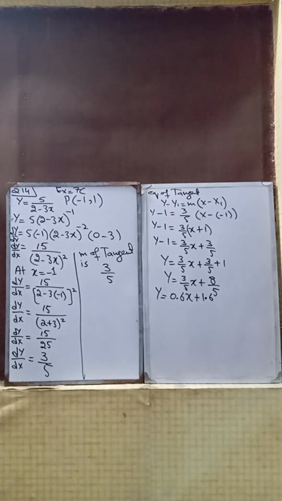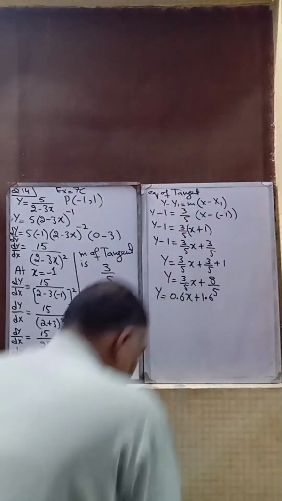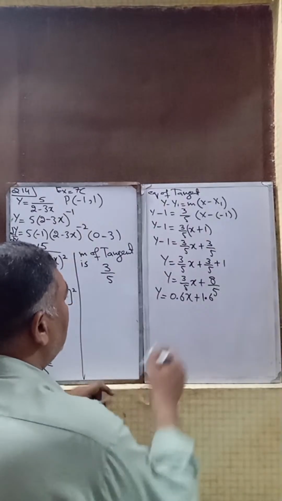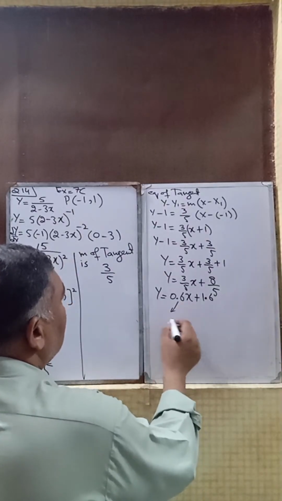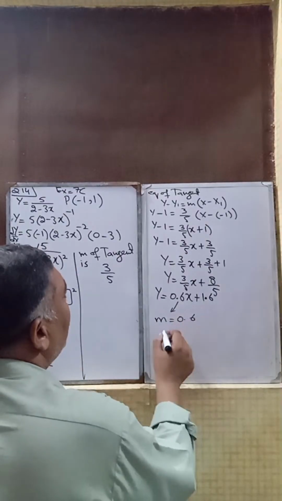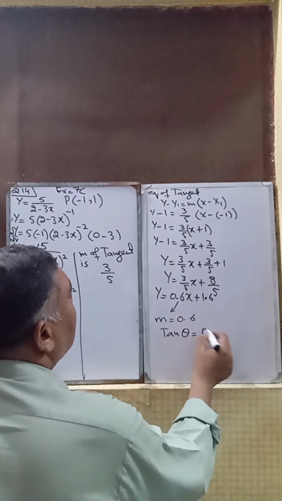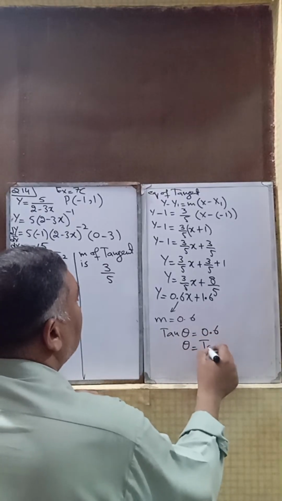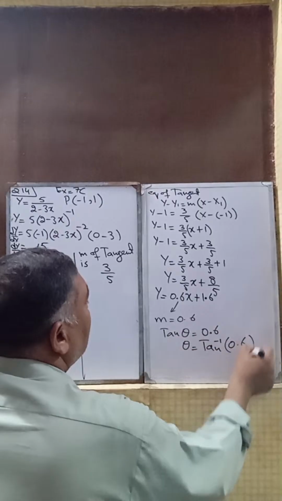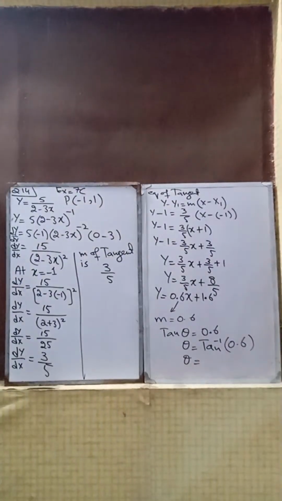Then they say, find the angle that this tangent makes with the x-axis. You see, if you have an equation of any straight line and you want to find what angle it is making with your x-axis, the method is very simple. You just take its gradient. The gradient is 0.6. You make it equal to tan of theta. That equals 0.6. So theta equals tan inverse of 0.6. Use your calculator, and we will find what is the tan inverse of 0.6.